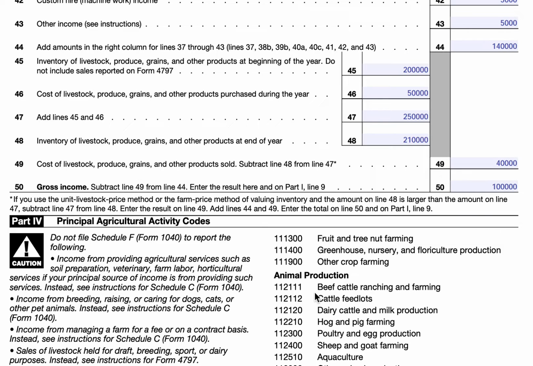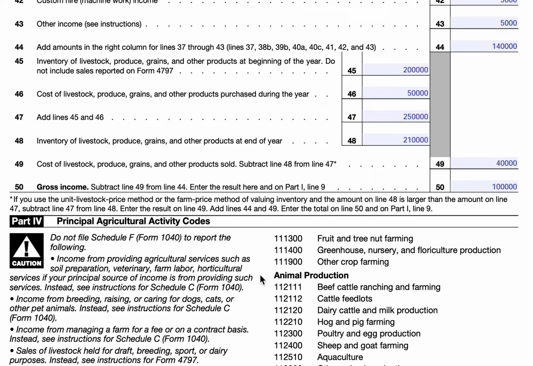There are a couple of other notes that we should at least go over. So you're not going to file Schedule F for certain activities. So one, if you generated income for raising or breeding pets, if you provided agricultural services such as soil testing, veterinary services, if you worked on a farm, if that was your primary source of income, in either of those cases, you're going to complete Schedule C instead of Schedule F. If you produced income from managing a farm for a fee or on a contract basis, like if you had to manage a farm but it wasn't your farm, you would also use Schedule C.